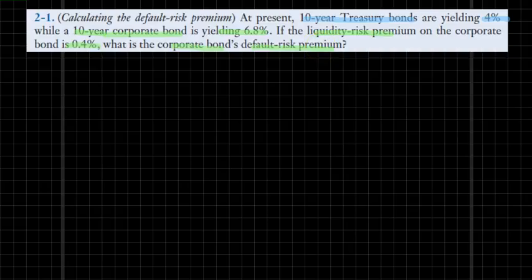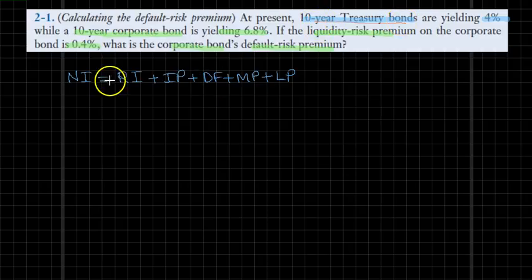We'll begin by recalling the formula for nominal interest rate. That formula applies to any given security, be it a 10-year treasury bond or a corporate bond. The nominal interest rate is equal to the real risk-free interest rate, basically the treasury bond interest rate but in real terms, plus the inflation risk premium, plus the default risk premium, plus the maturity premium and the liquidity premium. Now let's go ahead and apply this formula to these two securities. Let's start with the 10-year treasury bond.